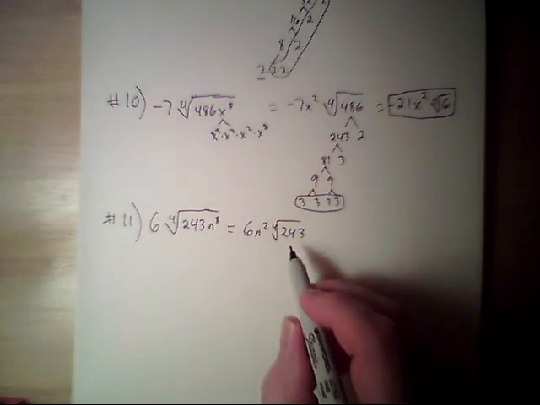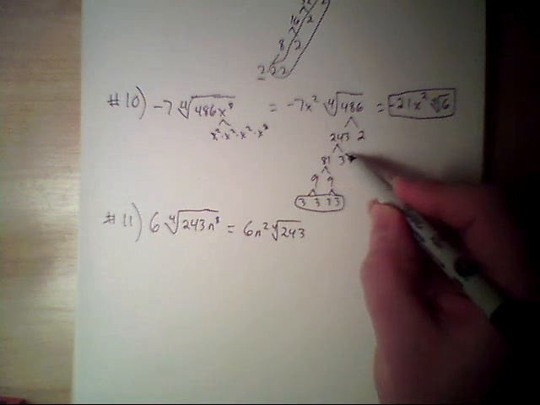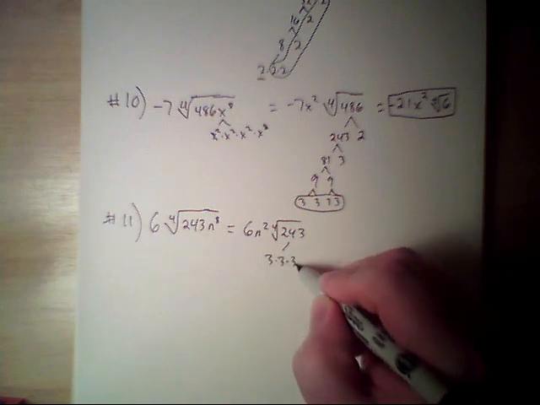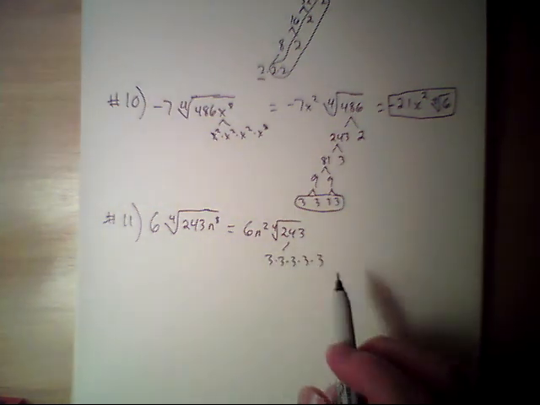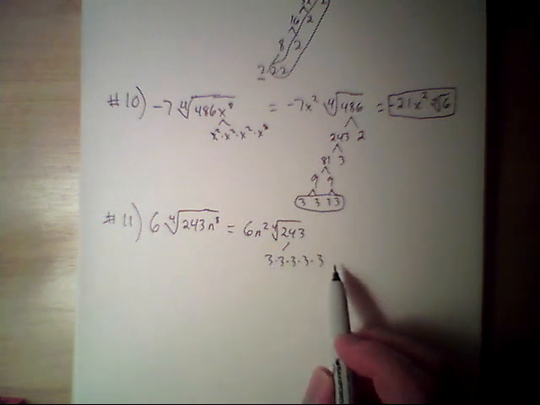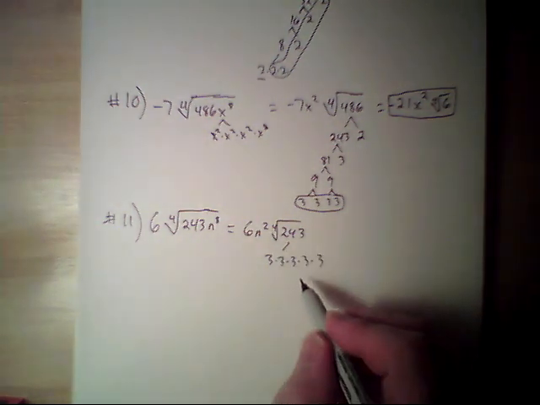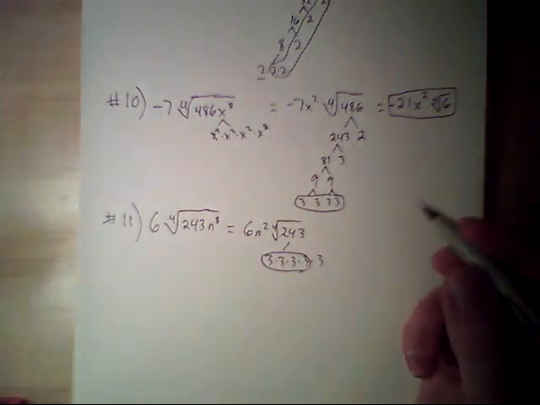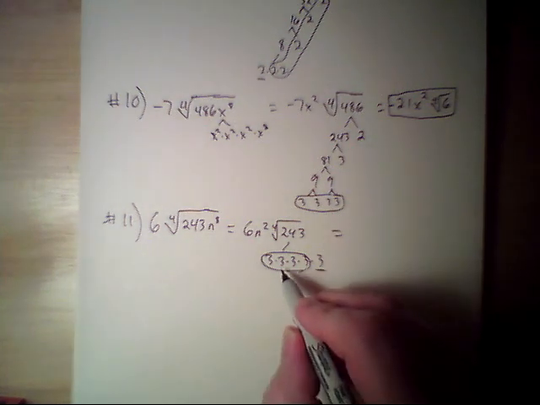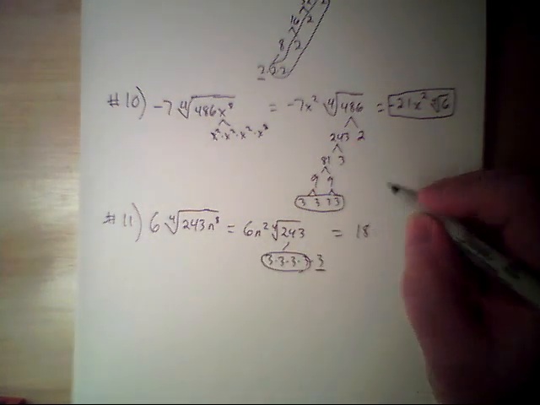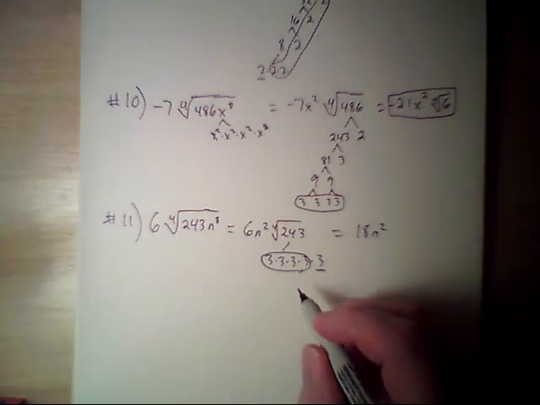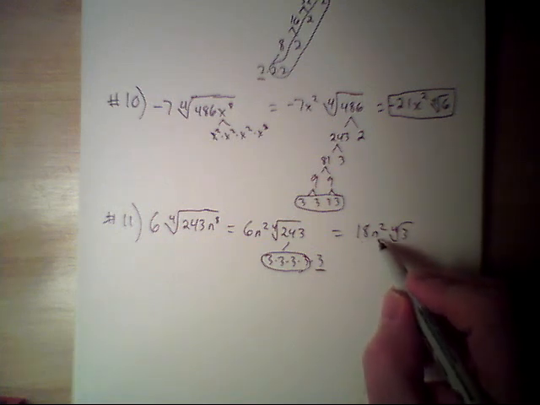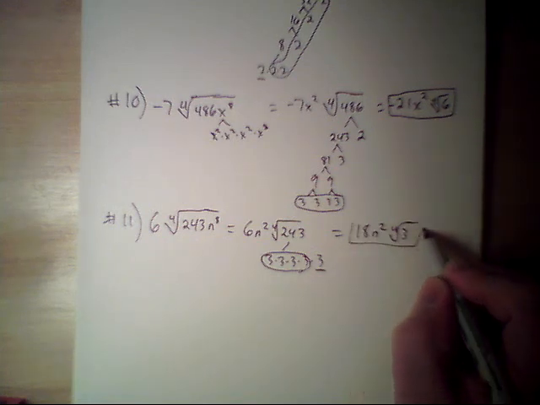Now 243 we already know breaks down into 3 times 3 times 3 times 3 times 3. You can punch it into your calculator and you'll end up with 243. Since it's the fourth root, we're looking for groups of 4. There's one, so that can come out of the radical, and then we have a lone 3 remaining. So 3 times 6 is 18, we have an n squared, and a lone 3 inside the radical. So it'll be 18n squared times the fourth root of 3.